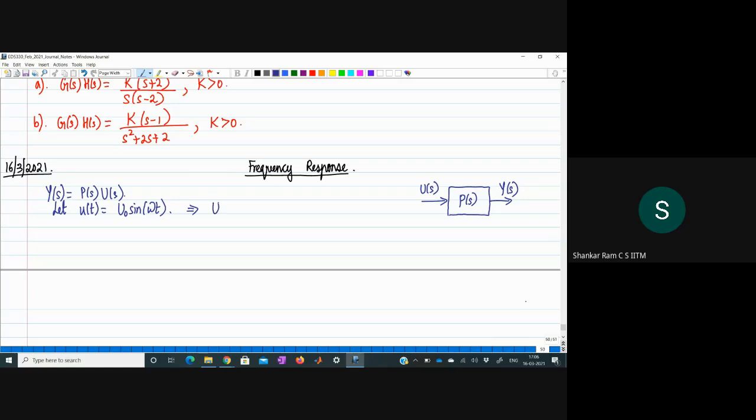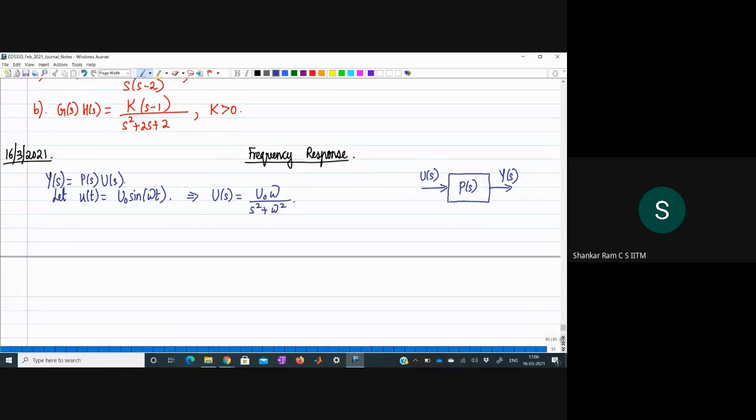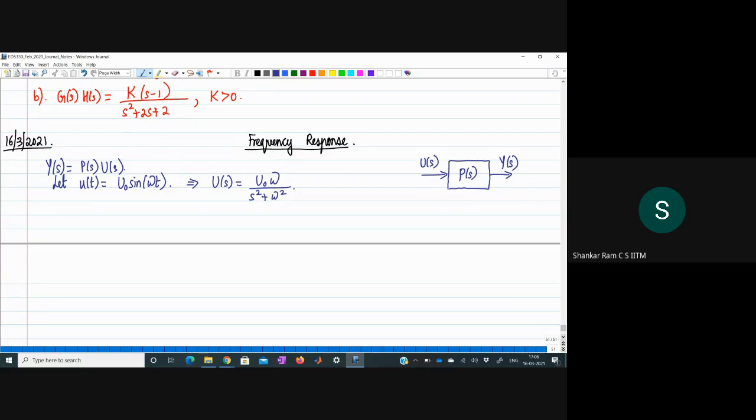So this implies that U of S is going to be U naught omega divided by S square plus omega square. That's going to be the Laplace transform of U naught sine omega t. The angular frequency of this signal is omega in radians per second, and the magnitude is U naught, some positive real number, which indicates the magnitude of the sinusoid.